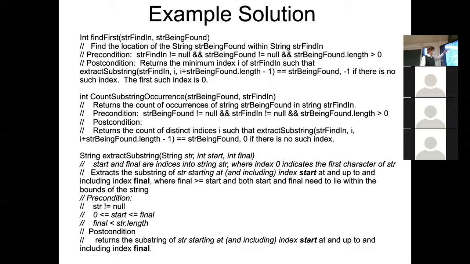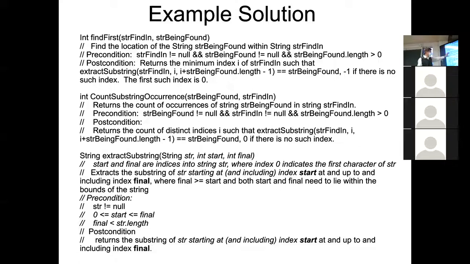For the postcondition, I said return the minimum index i of str find in this such that, and I use this extract substring, is equal to that. I probably should have said, where this appears, minus one if there's no such index. I said the first such index is zero, meaning it's counted from zero, not one. You could flesh this out. I gave some critiques of it right there. It was a quick thing I wrote, but it's a start, and it helps clarify some things. Personally, I think it could be made a bit more intuitive at this level by saying, i.e., the minimum index at which it occurs.